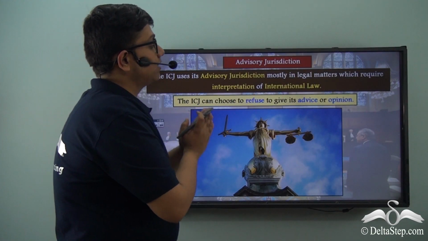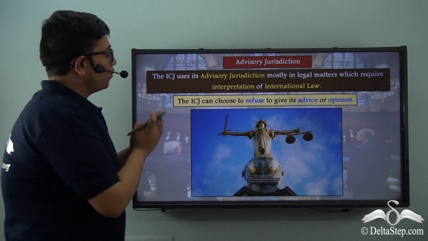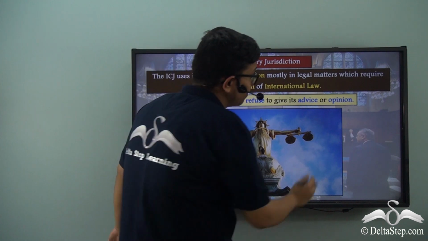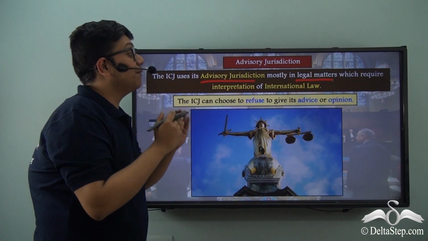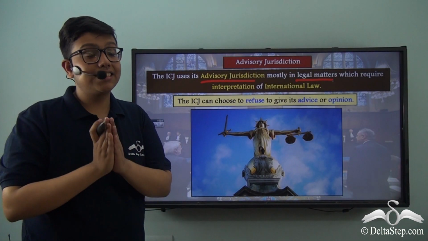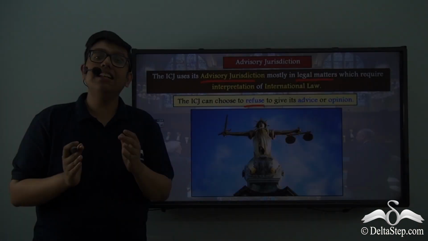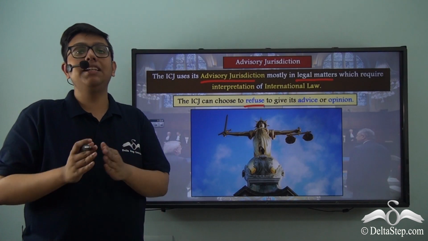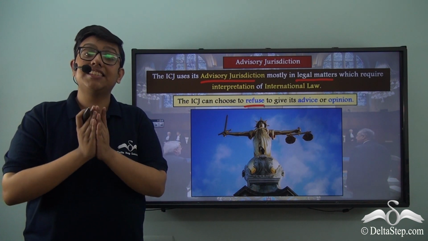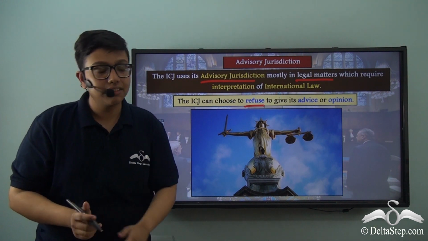But when does the International Court of Justice really need to give the advice? Well, the International Court of Justice uses its advisory jurisdiction mostly in those legal matters which require the interpretation of international law. Now, the International Court of Justice can simply choose to refuse to give its advice or opinion on any legal matter if it feels that the question being asked does not require an interpretation of international law or is simply too contentious or unnecessary to ask in the first place.